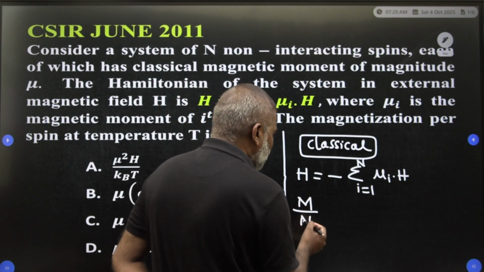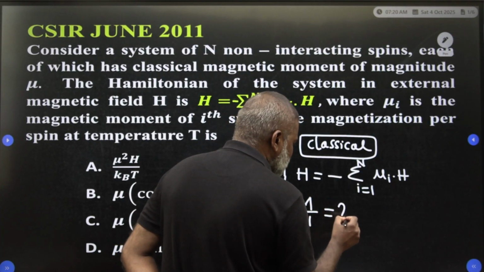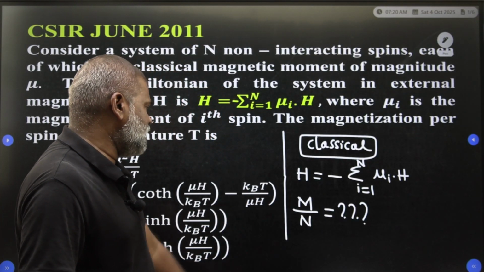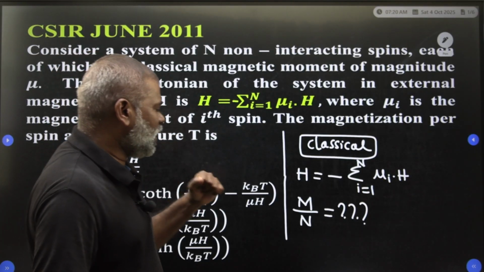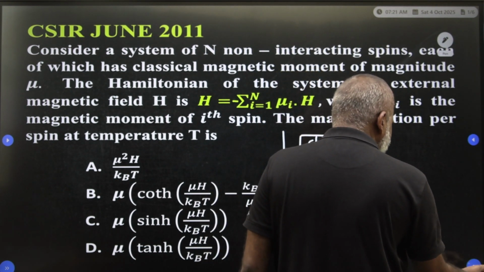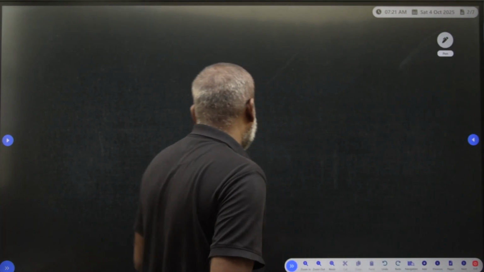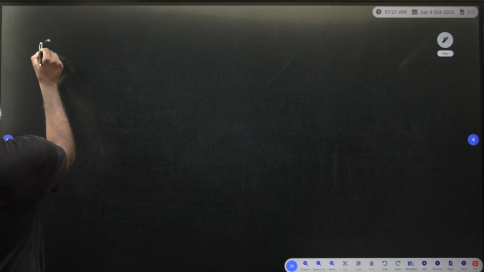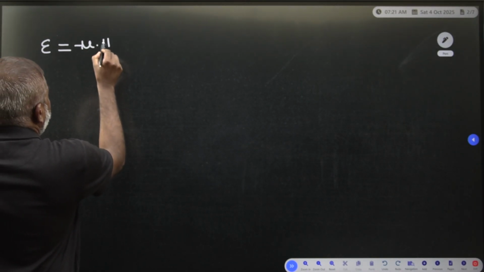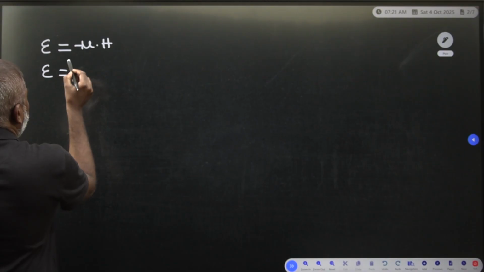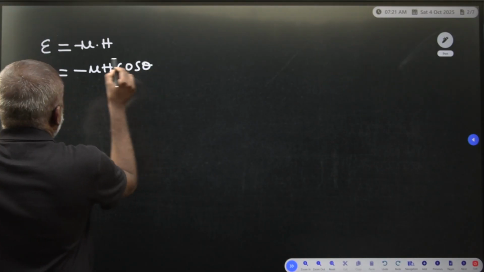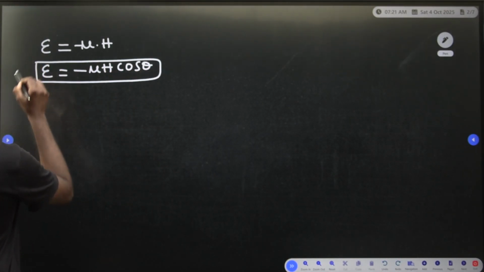We need to calculate the magnetization per spin. How are we able to calculate it? To calculate the magnetization per spin, first we need to calculate the energy. The Hamiltonian is nothing but the energy. E is equal to minus mu dot H. So E is equal to minus mu H cos theta, this is the energy value we calculated.